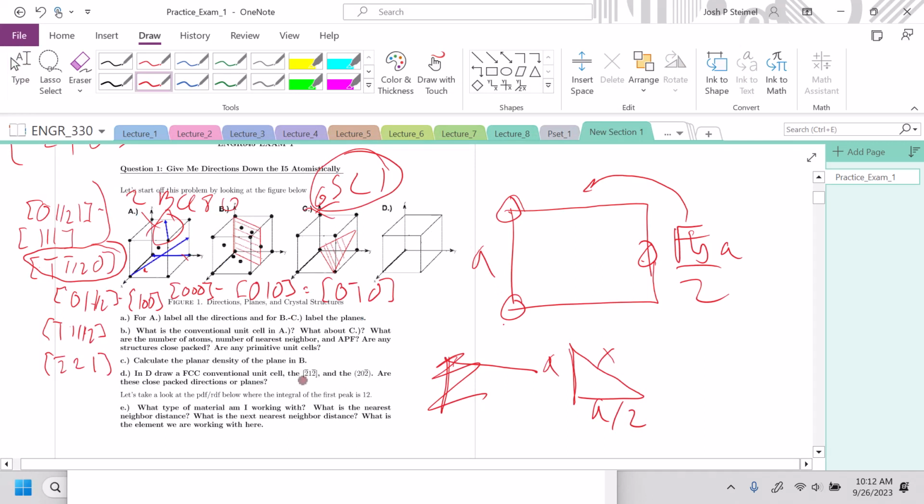In D, draw conventional unit cell. Draw the FCC. So this is my FCC. I'm going to erase it immediately afterwards. At each of the 6 faces, here as well. So that's my FCC. I'm going to draw my plane first.